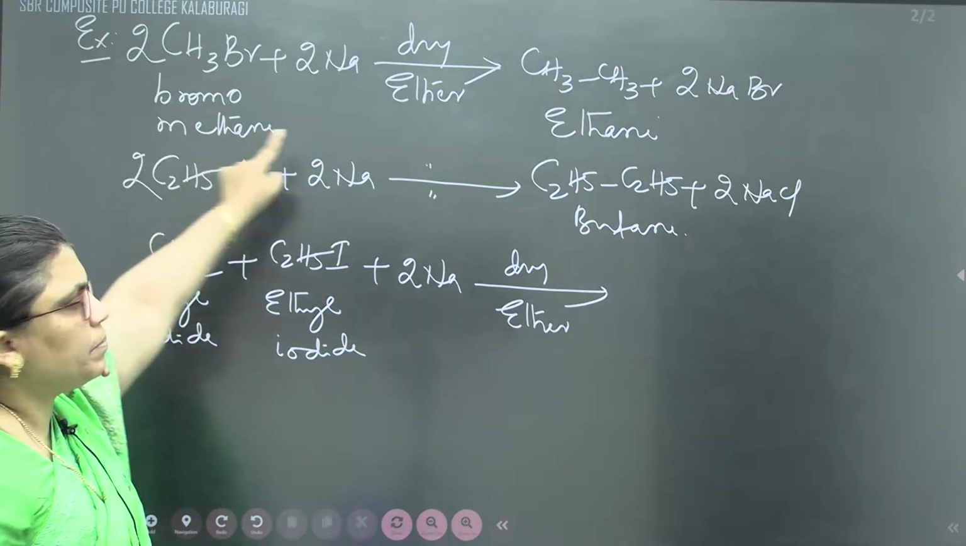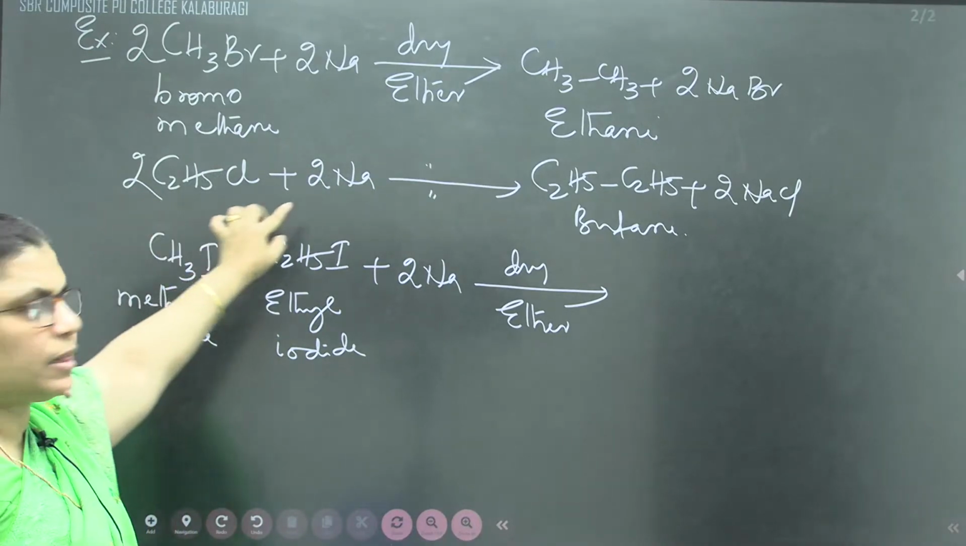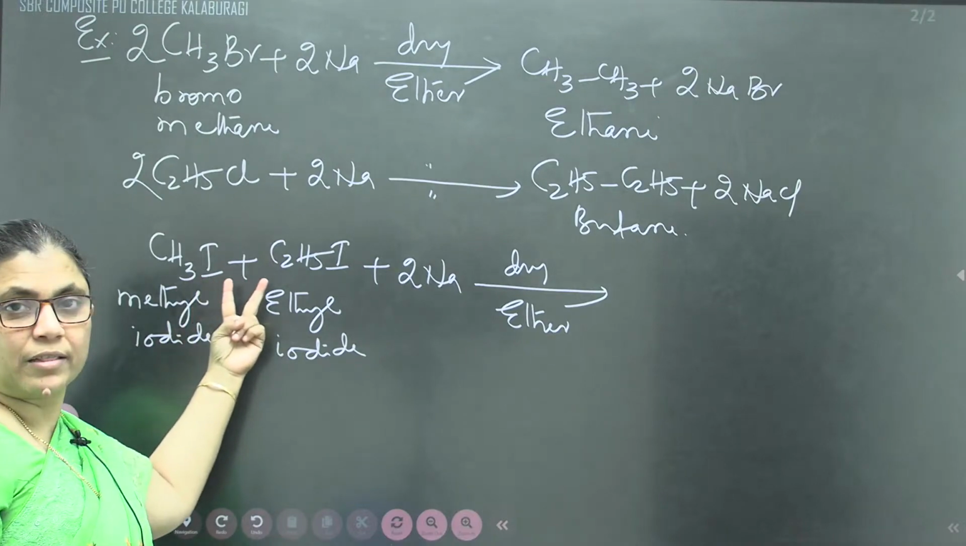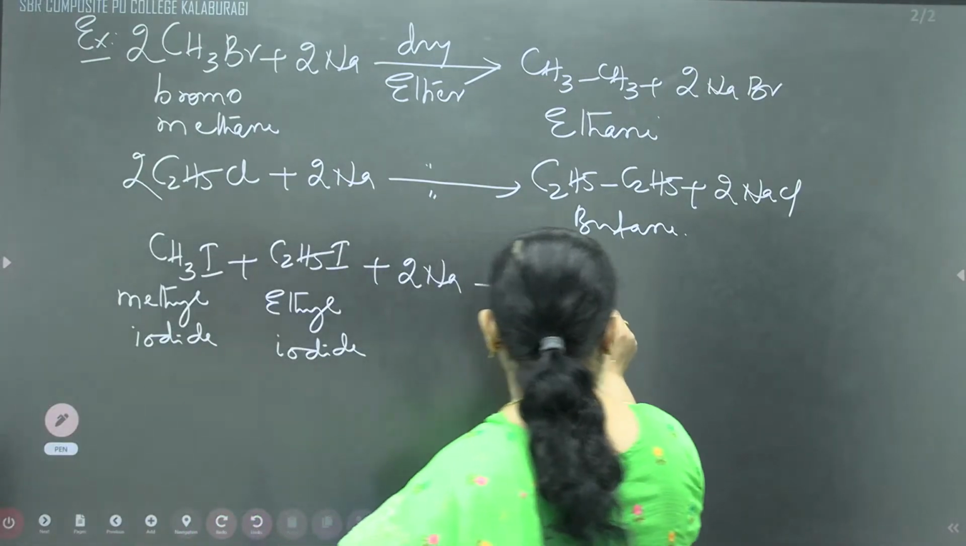Separately, when we take methyl bromide, the product is ethane. Separately, when we take ethyl bromide, we get butane. Now, when 2 different ones are there, we'll get 3 probable hydrocarbons. What are those? We'll see here.